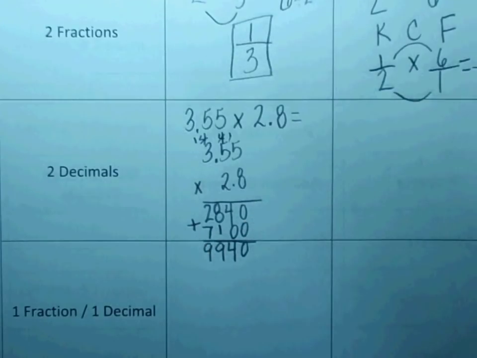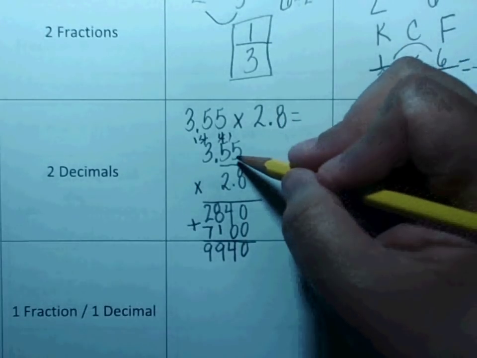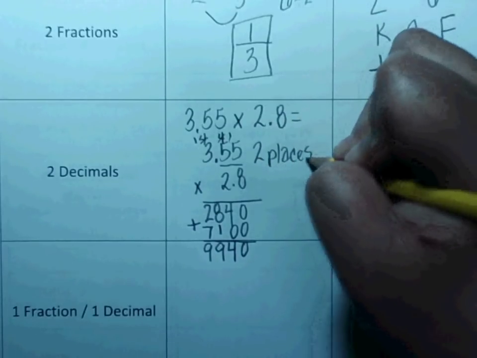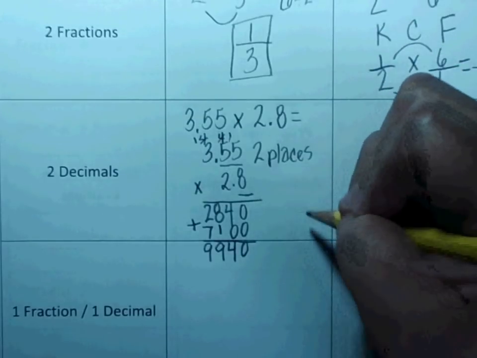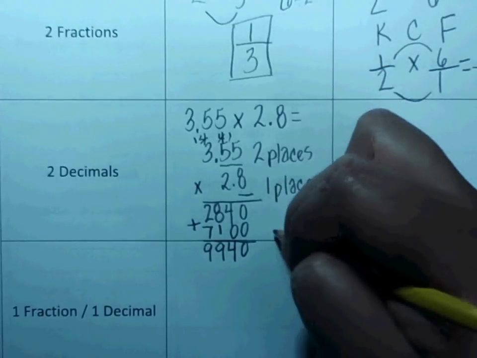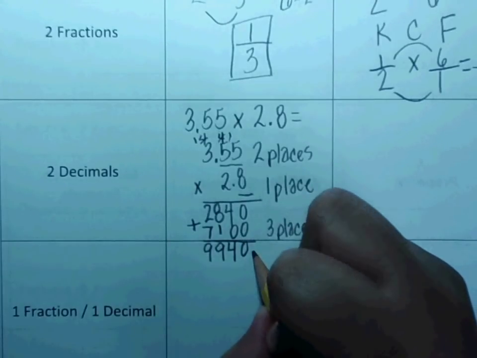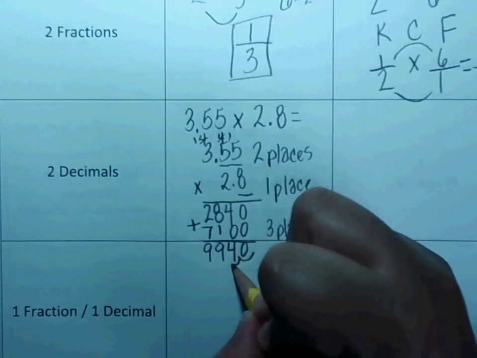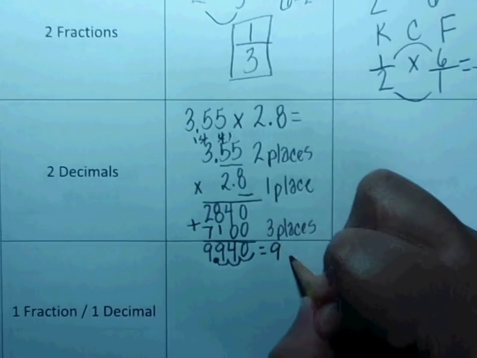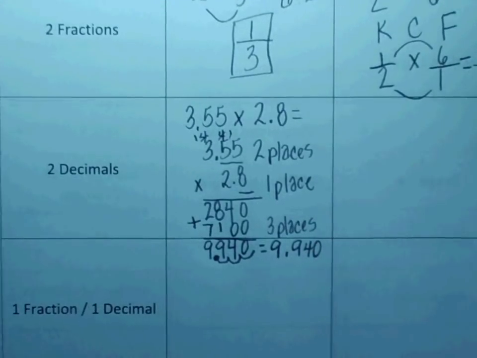But now we need to come up here and we see that we have 2 numbers to the right of the decimal, so we would put 2 places. Here we have 1 number to the right of the decimal, so we have 1 place. So when you add your 2 and your 1, you get 3 places. So now I know I need to start here at the end, and I need to go over 3 places. 1, 2, 3. And so my answer ends up being 9 and 940 thousandths, or 9.940.